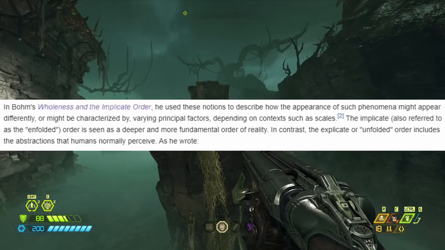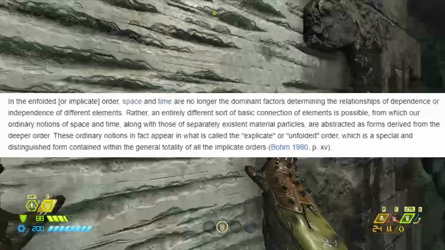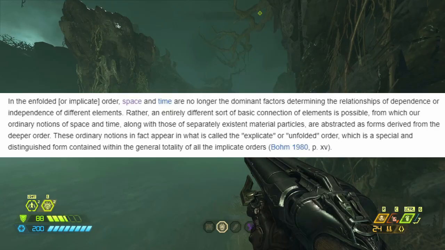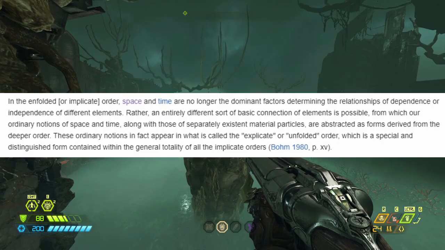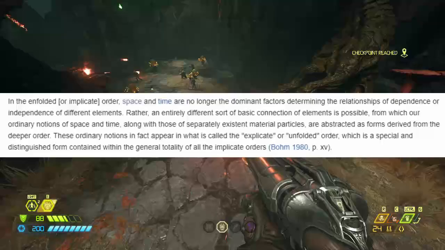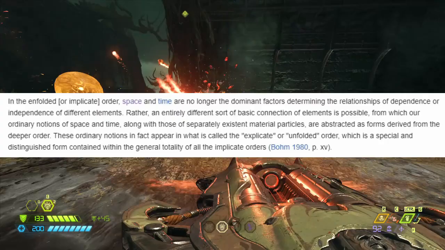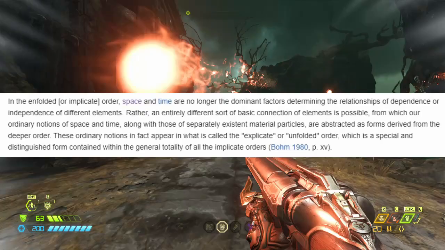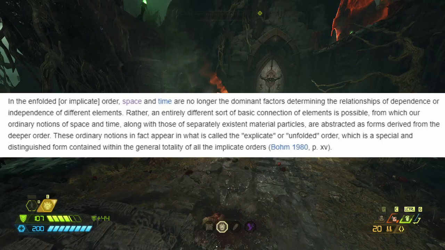In the enfolded or implicate order, space and time are no longer the dominant factors determining the relationships of dependence or independence of different elements. Rather, an entirely different sort of basic connection of elements is possible, from which our ordinary notions of space and time, along with those of separately existent material particles, are abstracted as forms derived from the deeper order. These ordinary notions, in fact, appear in what is called the explicate or unfolded order, which is a special and distinguished form contained within the general totality of all the implicate orders.